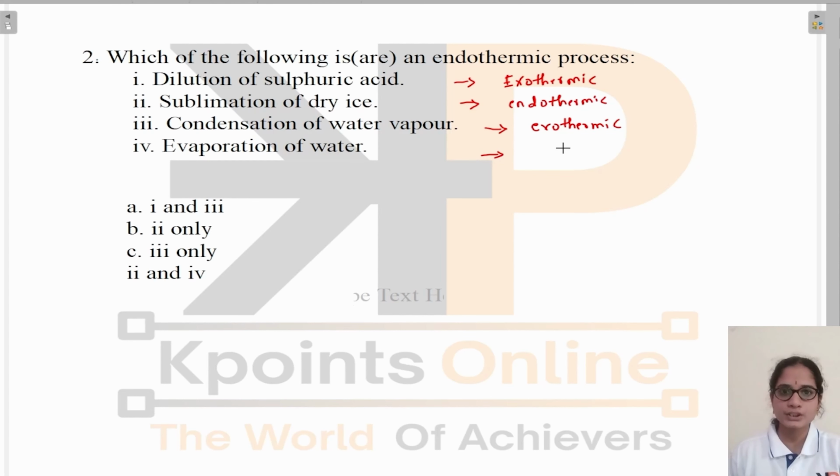Then what about evaporation of water? It is endothermic as we require energy to convert water into water vapor. Then which will be our correct option? 1 and 3? No, 1 and 3 are not endothermic. 2 only? No, this is also a wrong option. 3 only? No, this is also wrong. Our correct option will be D, that is 2 and 4. These will be the endothermic processes. Read the question properly, absorb the options that are given and recheck.